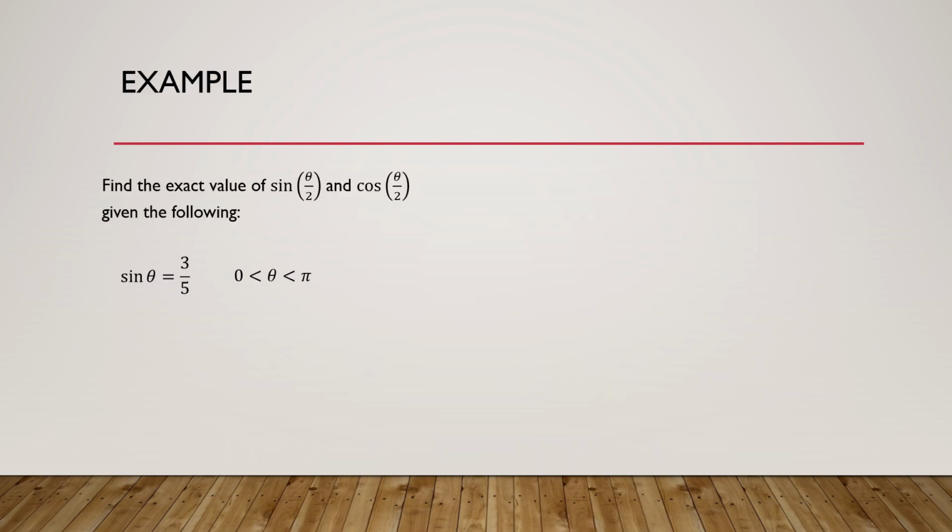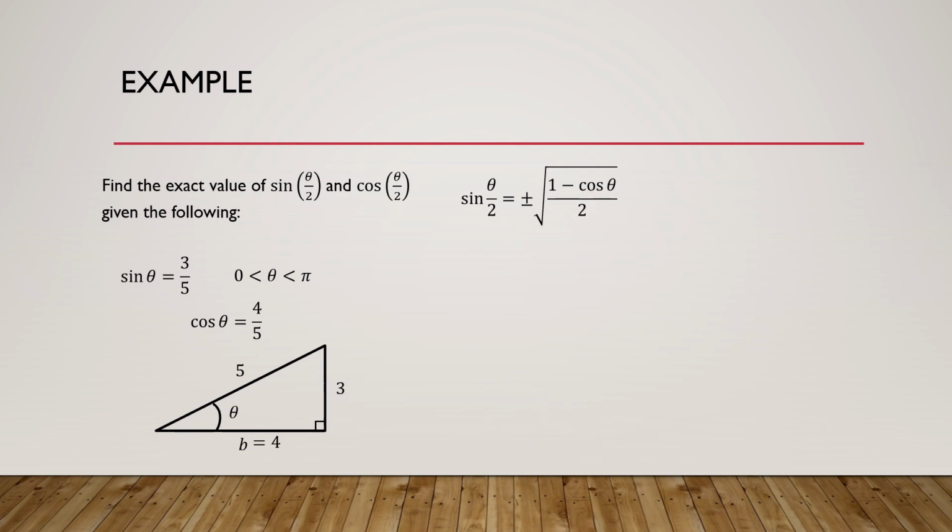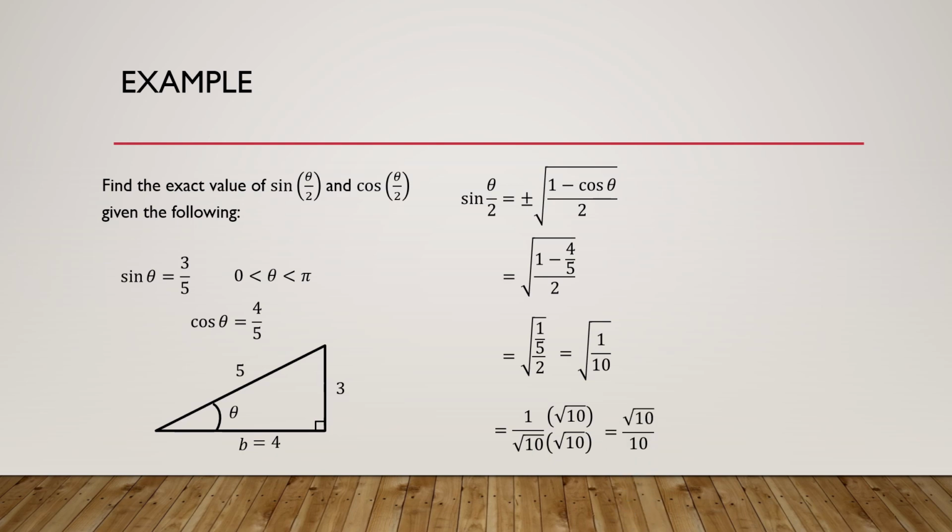For example, let's find the exact values of sine theta over 2 and cosine theta over 2, given sine theta equals 3 over 5, for theta between 0 and pi. Again, using the right triangle, we have already arrived at the solution cosine theta equals 4 over 5. Starting with the half-angle formula, for theta over 2, the first quadrant is positive. Therefore, sine theta over 2 equals the square root of 1 minus 4 over 5 all over 2. Simplify to get the square root of 1 over 5 over 2. 1 over 5 over 2 simplifies to 1 over 10. We rationalize the denominator to get a final answer, the square root of 10 over 10.